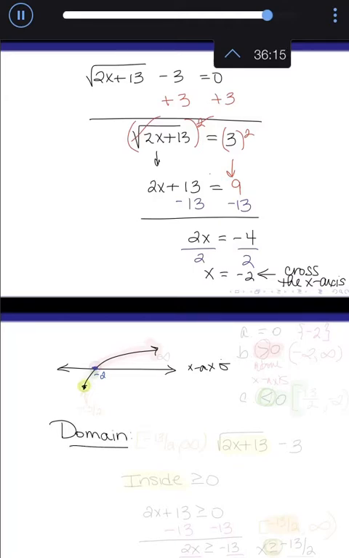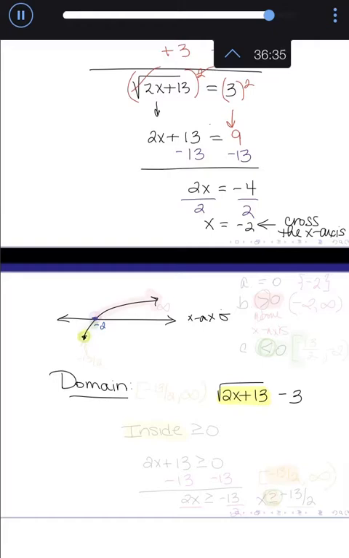How do I find a square root's domain? Well, our problem was the square root of 2x plus 13, and then a minus 3 on the outside. To find the domain of a square root function, you're only concerned about what's inside the square root, and that needs to be greater than or equal to 0. So what's inside of our square root? That's the 2x plus 13, and again, that needs to be greater than or equal to 0, meaning not negative.